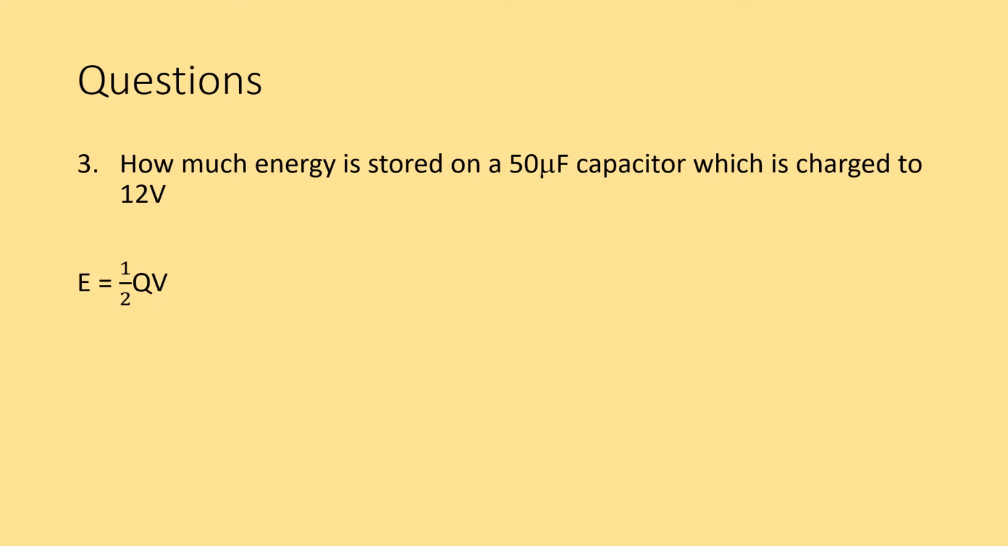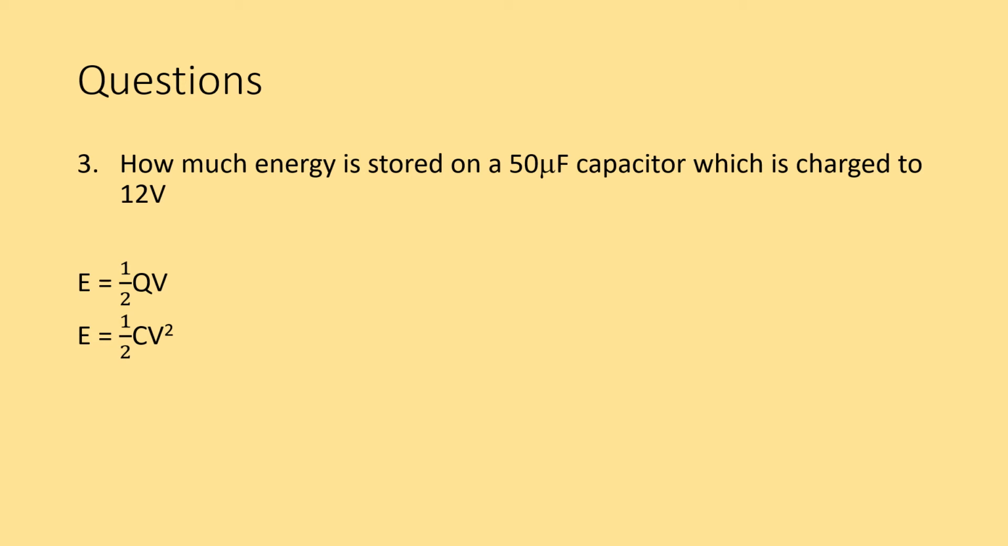So energy is a half times charge times voltage. That's our equation. We know the voltage, but we don't know the charge. We know the capacitance. So we're going to need to rearrange. We use this equation, energy is a half times capacitance times voltage squared. That's because the charge is equal to the capacitance multiplied by the voltage. We've just substituted that back in.